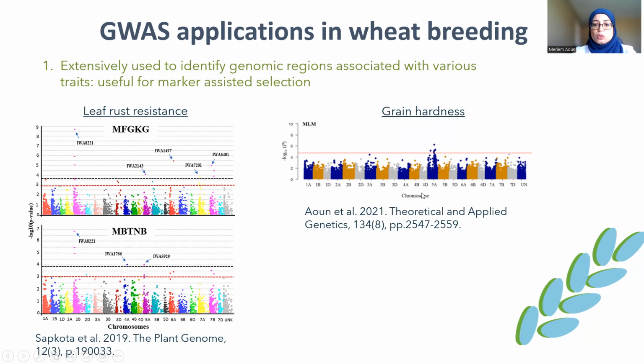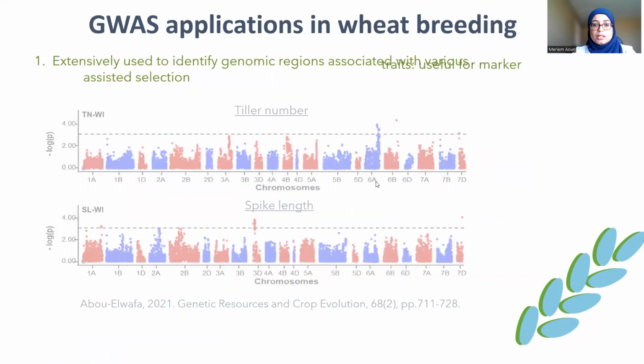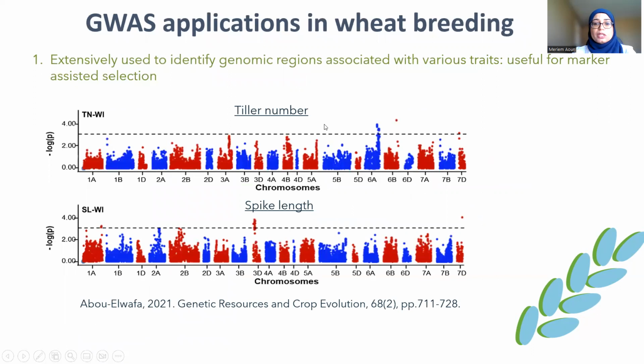Here I am providing you the papers, and you can go and read in more detail on how GWAS was used in these studies if you are interested in applying GWAS in your research. Here are two examples on the application of GWAS for yield-related traits, tiller number and spike length.